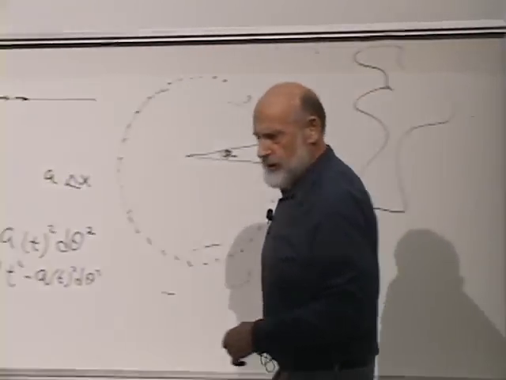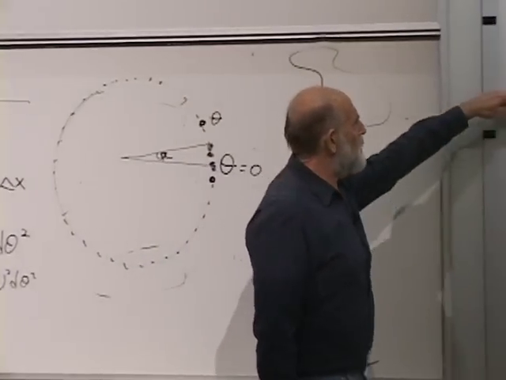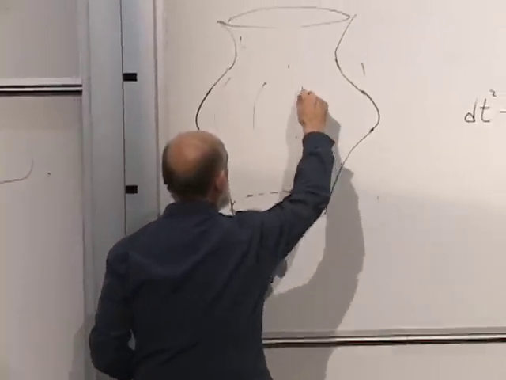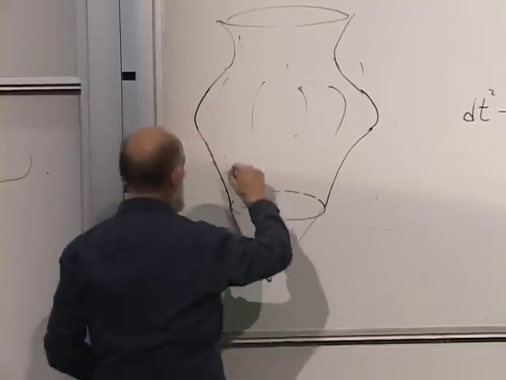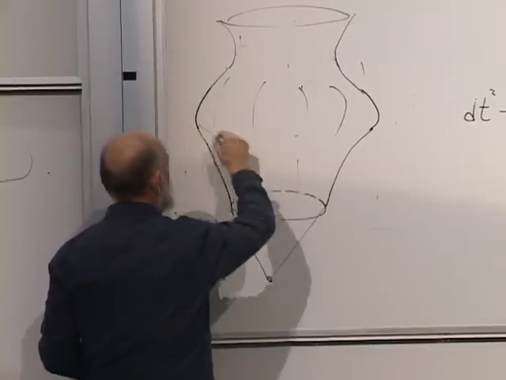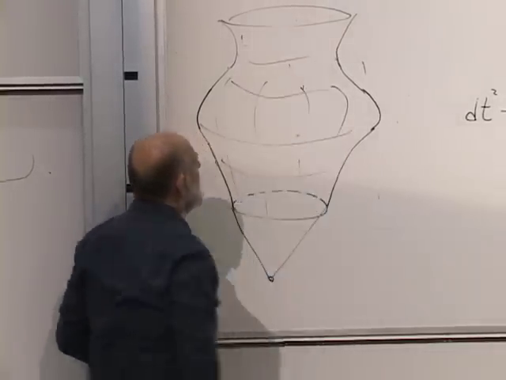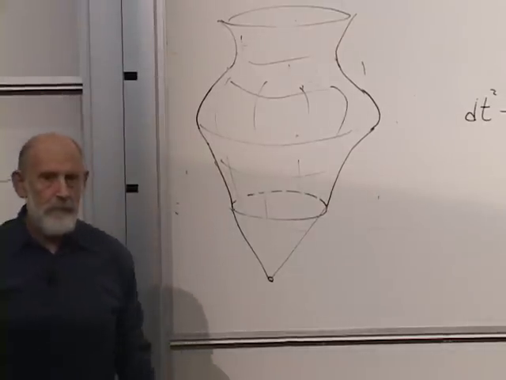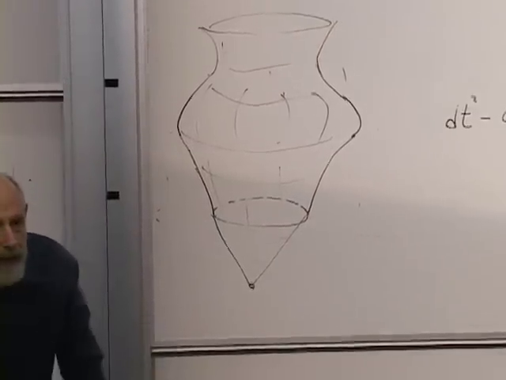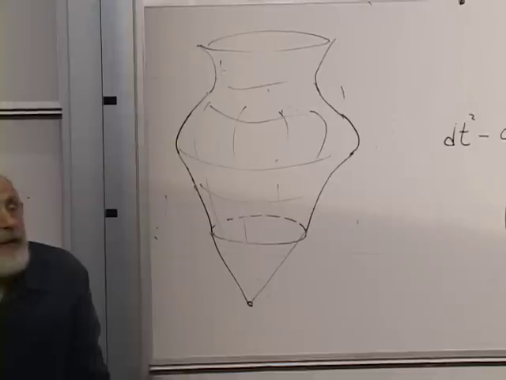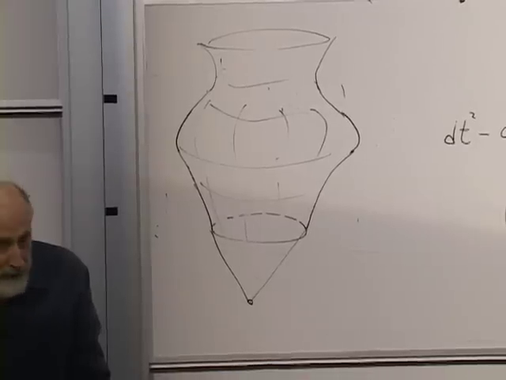Okay, so that's a geometry. It's quite clear that this geometry is curved. It's curved in the sense of Einstein. This is the simplest example of a closed and bounded universe, which also happens to be time dependent.